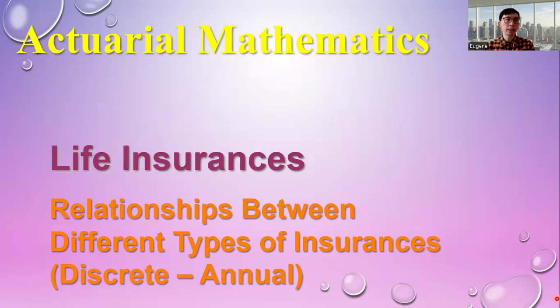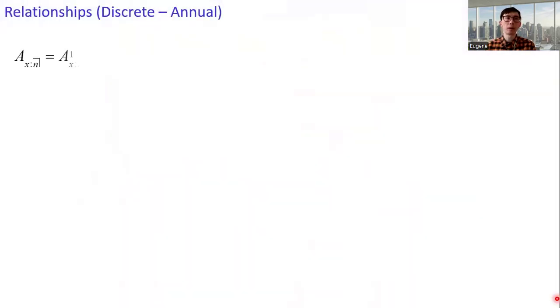Hello, everyone. In this video, we will review the relationships between different types of insurance that we have covered so far with more examples. First, we have the expected value of an N-year endowment insurance. This equals the expected value of an N-year term insurance plus the N-year period endowment. And this relationship also applies to the second moment.